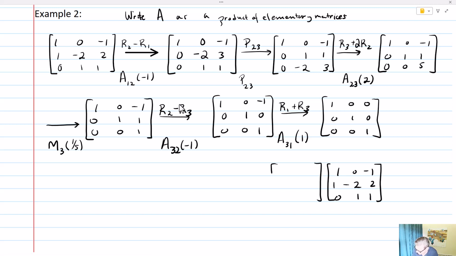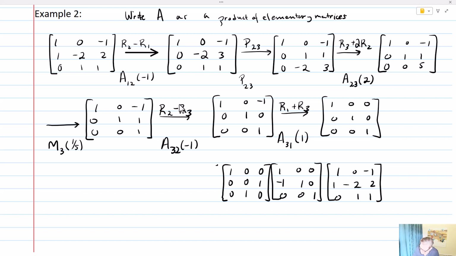And we'll left multiply then by A21, -1. So that'll be 1, 0, 0, with the -1 in 2, 1, then 0, 1, 0, 0, 0, 1. And that's our addition matrix. Then we have our permutation matrix, P23. So we're going to get 1, 0, 0, 0, 0, 1, 0, 1, 0, and that'll be our permutation matrix.